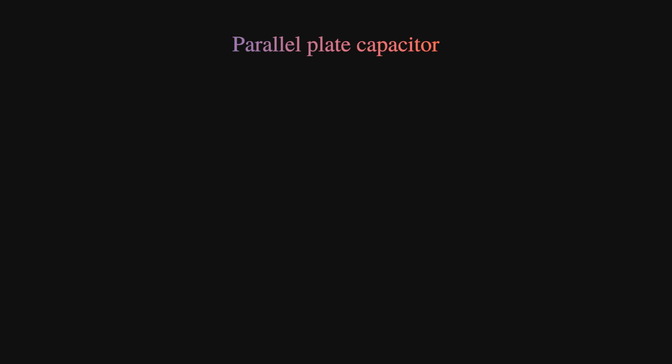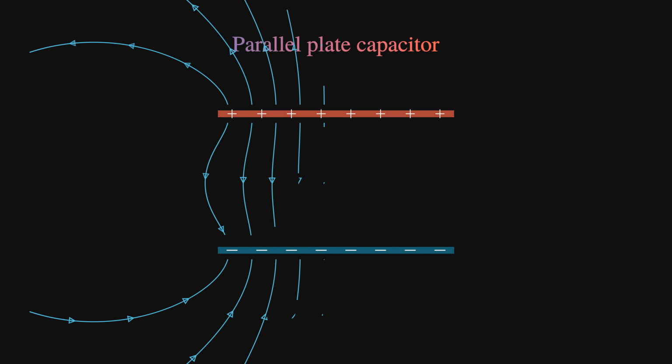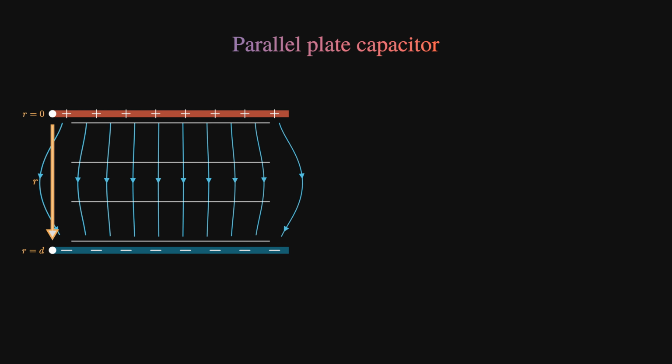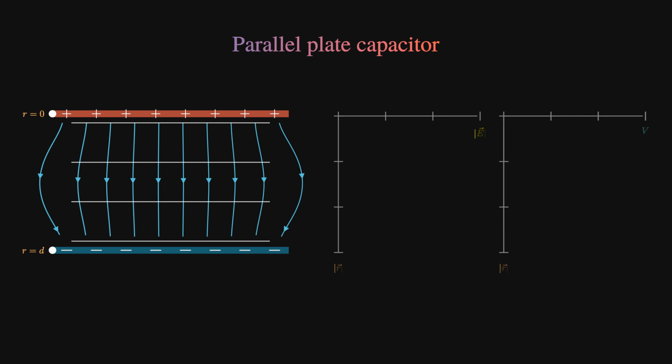We can sketch equipotential lines for our parallel plate capacitor as well, which, as you could guess, are just evenly spaced lines perpendicular to our field lines. In this neat example, the potential decreases linearly from the positive plate to the negative plate. As the potential energy is minus Q times E times D, the potential difference across the plates is just minus E times D. Similarly, for any point between the plates, the potential is just minus E times R.